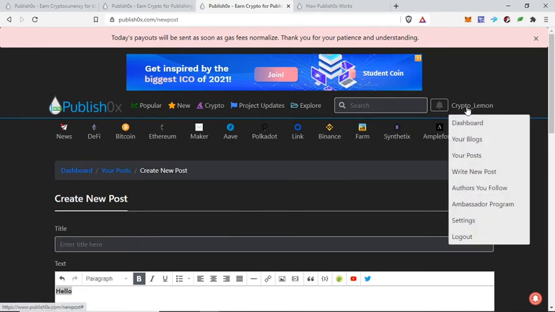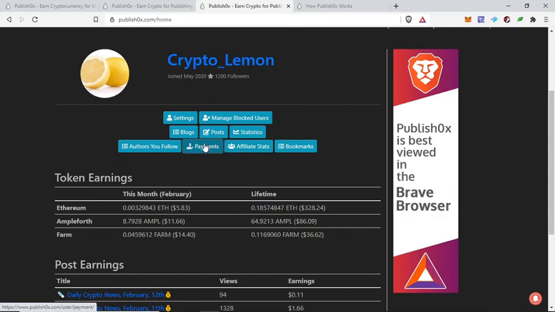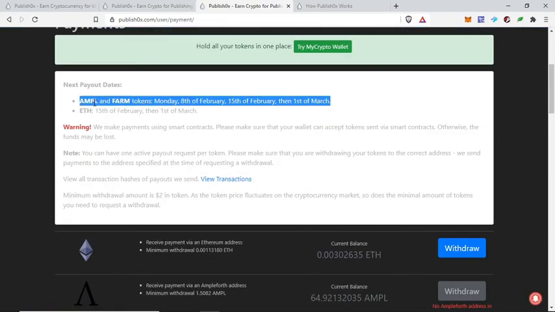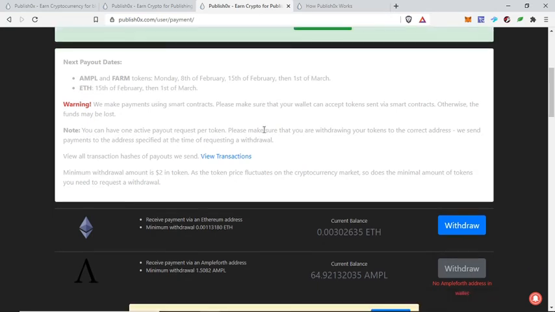What else? We have also the payment. So payments used to be once a month, but now they have improved the process. Ample and Farm can be paid almost every Monday. So you have February 8th, 15th, 1st of March. And ETH will be bi-weekly, so every 15 days more or less. So this is quite interesting.